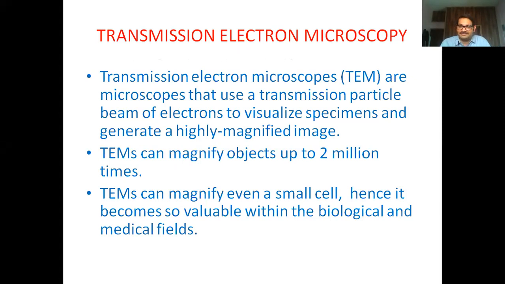Unlike SEM, the scanning electron microscope, where the electrons ejected from the surface are visualized and scanned, and images are formed by the scattered, reflected electrons, here in the transmission electron microscope the electrons are transmitted through the specimen. That beam of electrons is what we visualize to form an image.